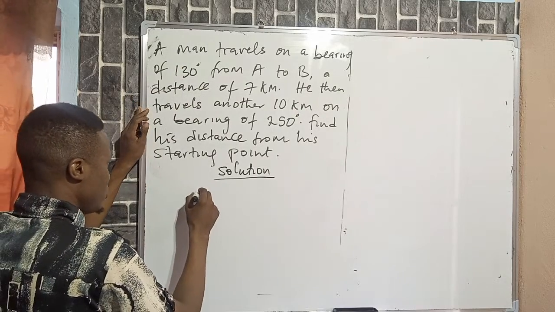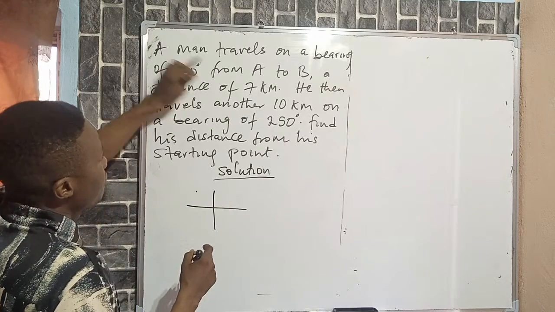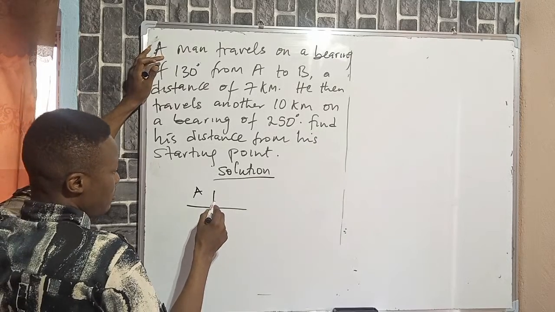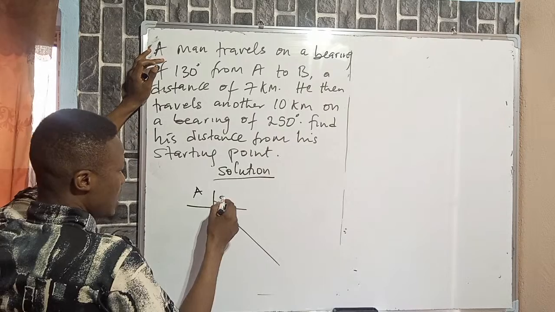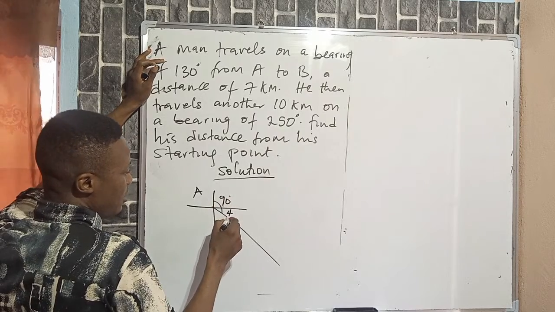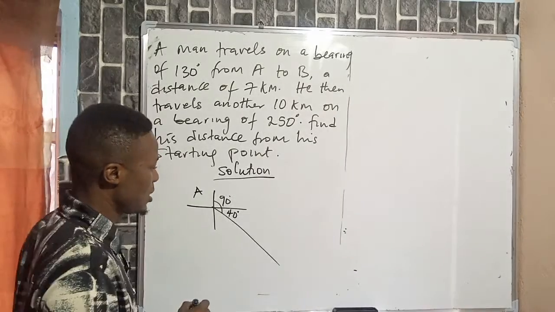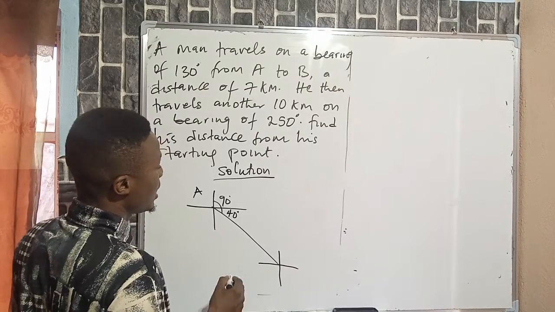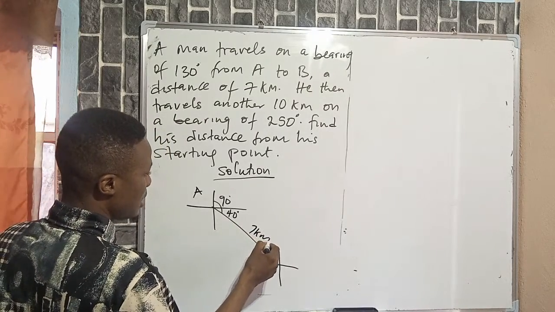So the bearing here is 130 degrees. Let's assume we have our cross here, the cardinal point, traveling from A. So here is just A. The bearing is 130. From here to here is 130, because here is 90 degrees, and if I add 40 degrees to 90 degrees, it will give me 130 degrees. If you're tired of drawing the line, you put another cardinal point. And remember, we are told that the distance is 7 kilometers.